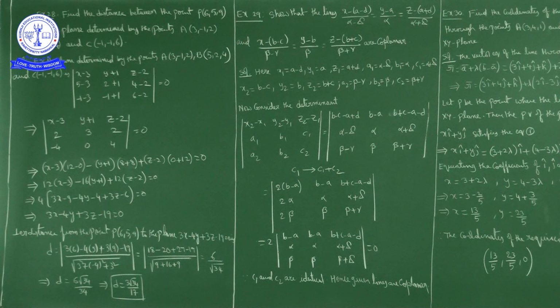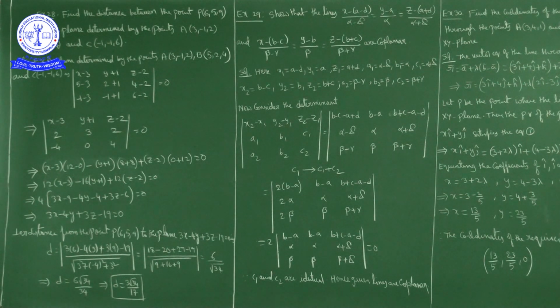But to show two lines are coplanar, what is the shortest distance between two lines? R bar is equal to A1 bar plus lambda B1 bar, and R bar is equal to A2 bar plus mu B2 bar. Shortest distance D is equal to magnitude of (B1 bar cross B2 bar) dot product with (A2 bar minus A1 bar) upon magnitude of B1 bar cross B2 bar. Now coplanar means that is 0, means the numerator has to be 0. Numerator has to be 0 means what we have to prove? (A2 bar minus A1 bar) dot product with (B1 bar cross B2 bar) is equal to 0.